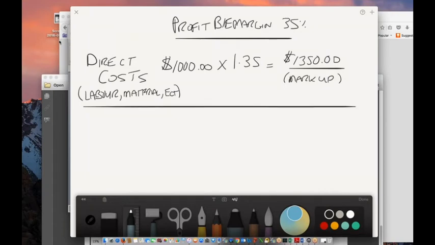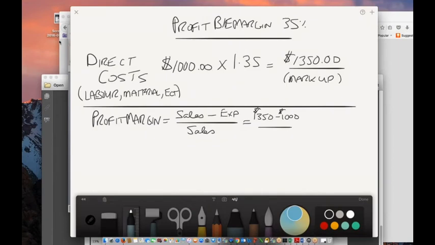When we go to calculate profit margin, okay, again, I know we're throwing some formulas at you, but stick with me here. Your profit margin is basically your sales minus your expenses for that job, divided by the total sales. So in this case, total sales, $1,350, minus $1,000, divided by the $1,350, and this might be a shocker for some of you. Here it is, drum roll: 26% profit margin. 26% profit margin. That's a major problem.